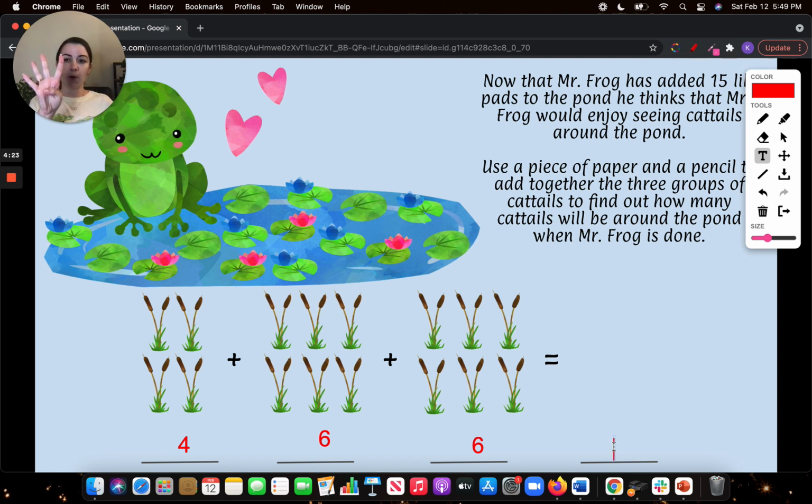We start with 4 and we're going to add 6. 1, 2, 3, 4, 5, 6. And that makes 10. And we're going to add 6 more. 11, 12, 13, 14, 15, 16. So we're going to write that number right down here, 16. All right, friends, we're ready to go to the next slide.